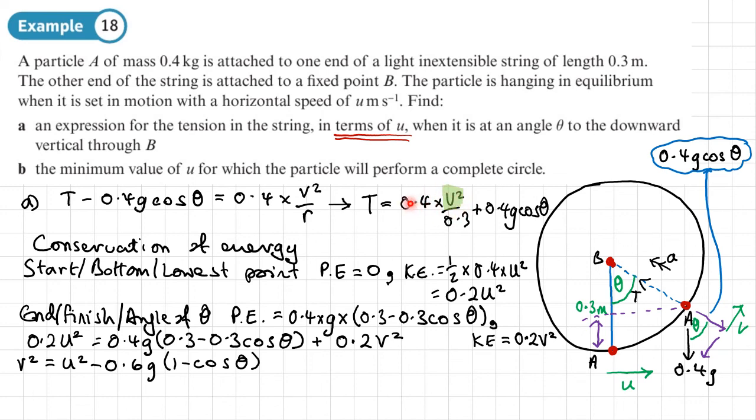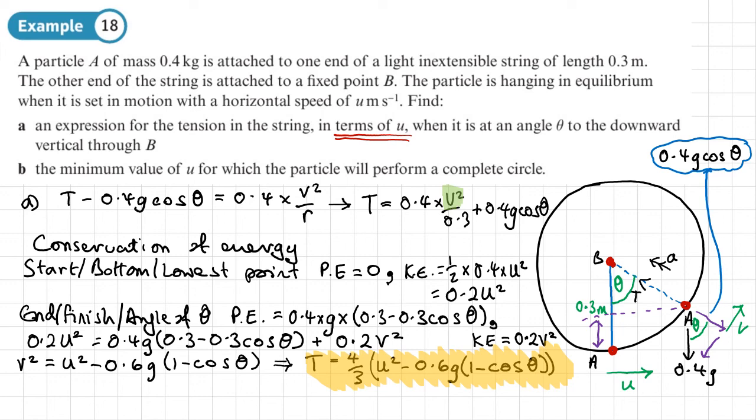Now we've got 0.4 divided by 0.3, which is 4/3. So we can write our answer as the tension equals 4/3 of v squared, which is u squared minus 0.6 g times 1 minus cos theta. Okay, so that would be our answer. We could multiply that out if we want to, or just leave it as it is.